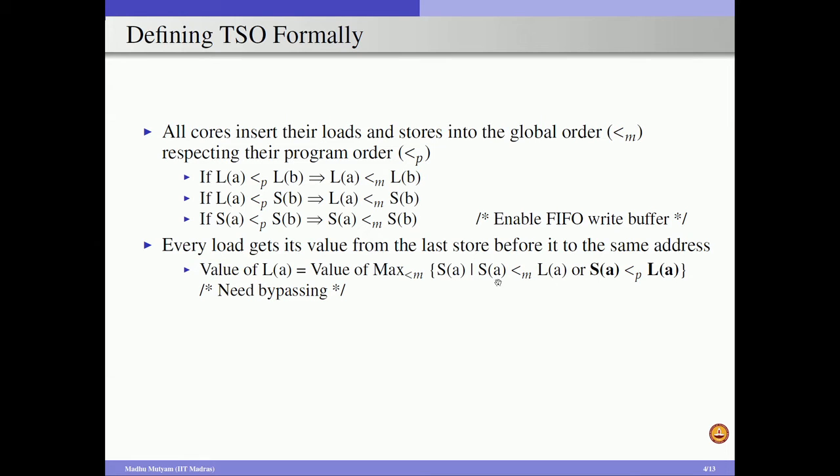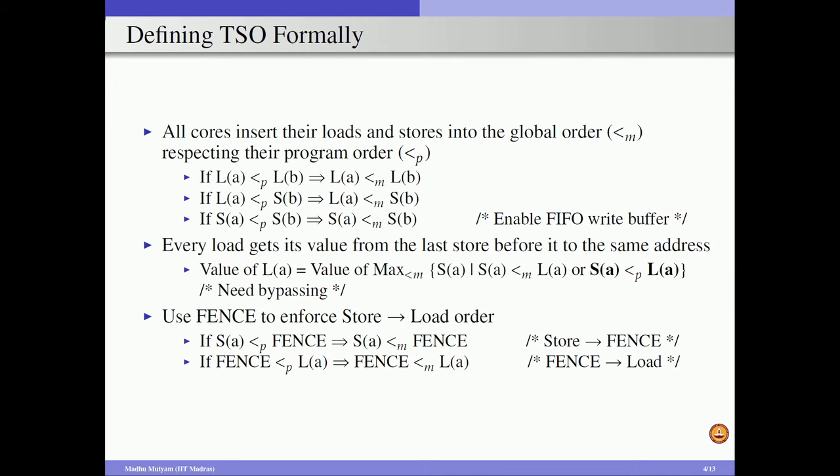So this store can be from any other core. So this part is the same as the sequential consistency model, but because in our TSO we are using a write buffer, we are actually adding this component also. That means our load can get the latest value either from the other cores or from the same core. So that is the overall meaning of this particular sentence.